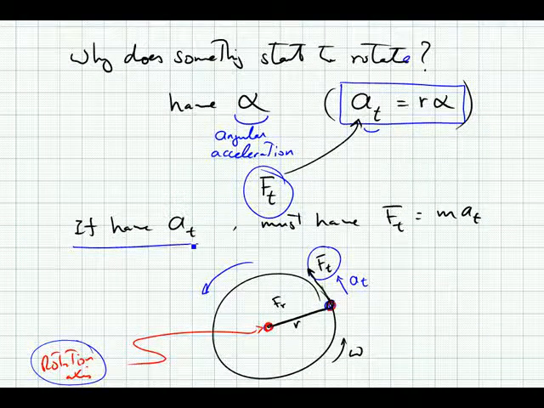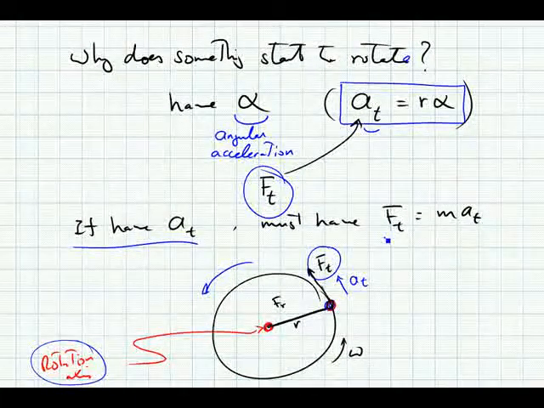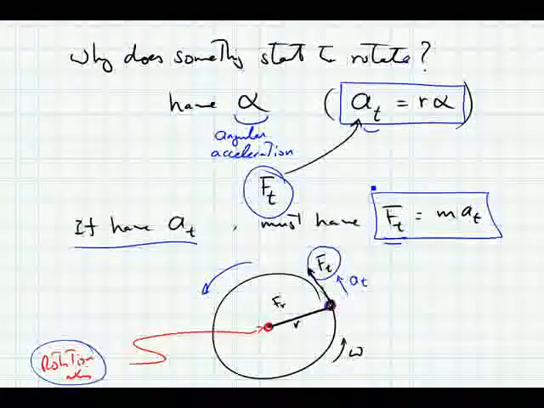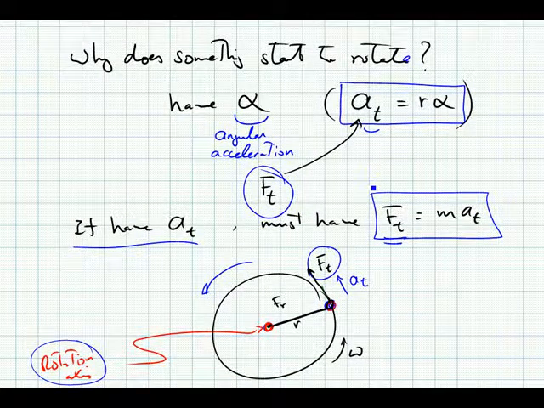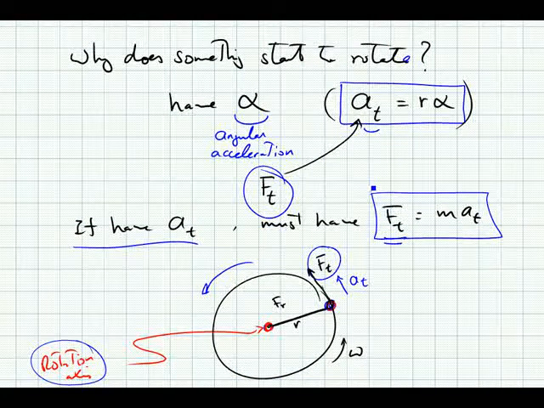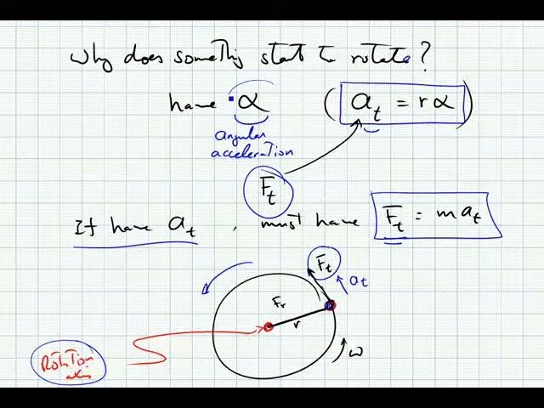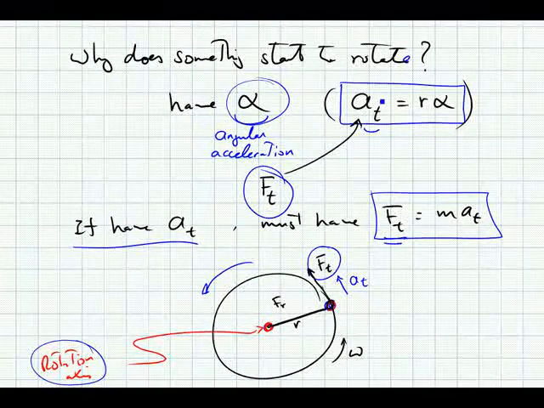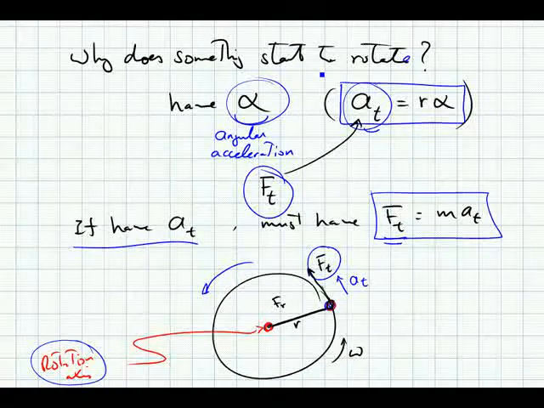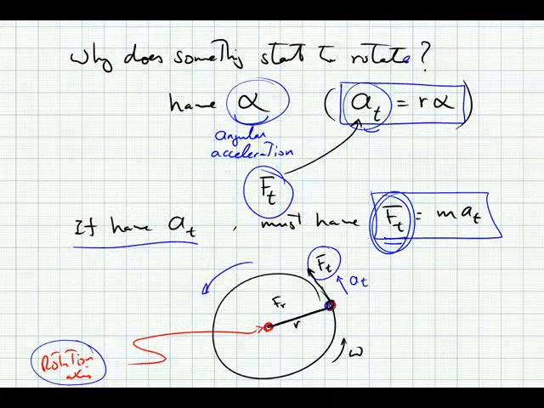So if we have a_t, which is tangential acceleration, that means we must have F_t, and that follows from Newton's second law. If there is acceleration, there is a force that results in that acceleration. So for an object to start rotating or stop rotating or change its rotation, angular acceleration must exist, which implies that tangential acceleration must exist, which in turn implies that there must be a tangential force acting on the object.